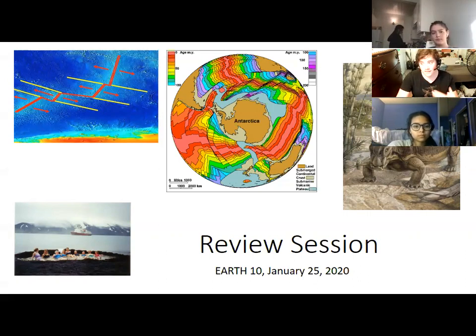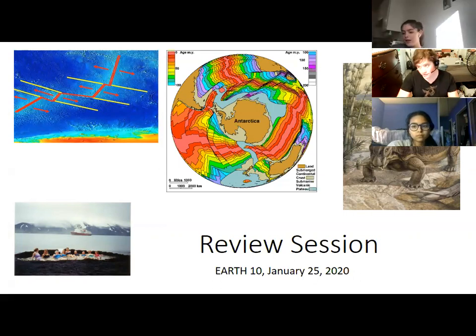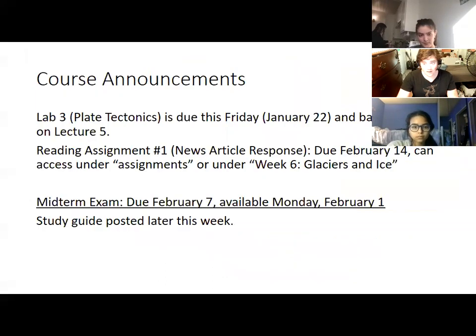And the lab that is up for this week and due this coming Friday is on plate tectonics too. So I won't be going over the lab that much, but I'll be talking a little bit about some potential connections with lecture here. So on that note, the plate tectonics lab is due Friday, and it's based very heavily on lecture 5. So if you're watching this and you have not yet gone through lecture 5, do that, obviously.